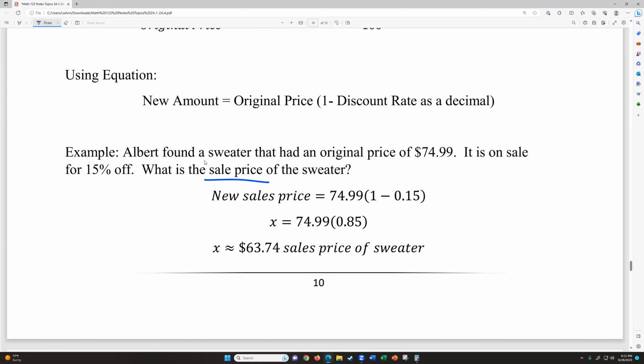So the new sales price is the $74.99 times 1, representing 100% minus 15% as decimals. Because remember, if you're doing the percent equation, you have to have this in decimal form. So this is the original, how much it was worth, and now they're taking the 15% off. So 1 minus 0.15. They're only going to be paying 85% of the original price. So that comes out to $63.74, which is what they're going to pay at the register.